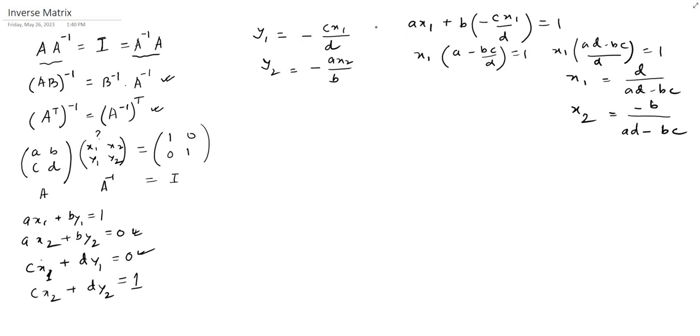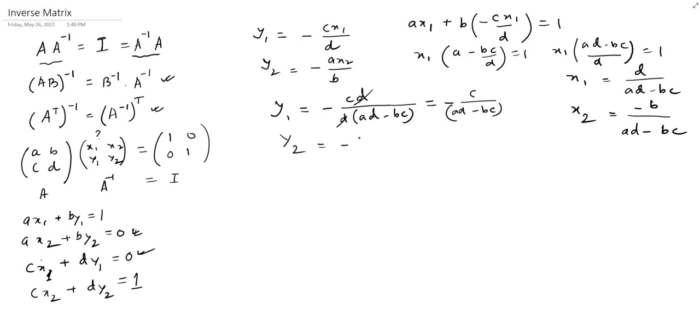Now if we replace these values here, we will get y1. So y1 will be minus cd by d and ad minus bc. That means d will be crossed out, so it will be minus c. So y1 will be minus c over ad minus bc.